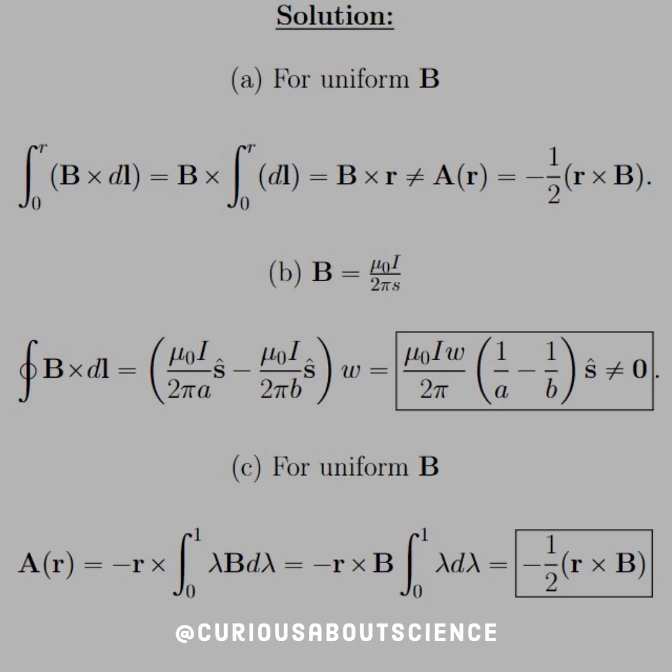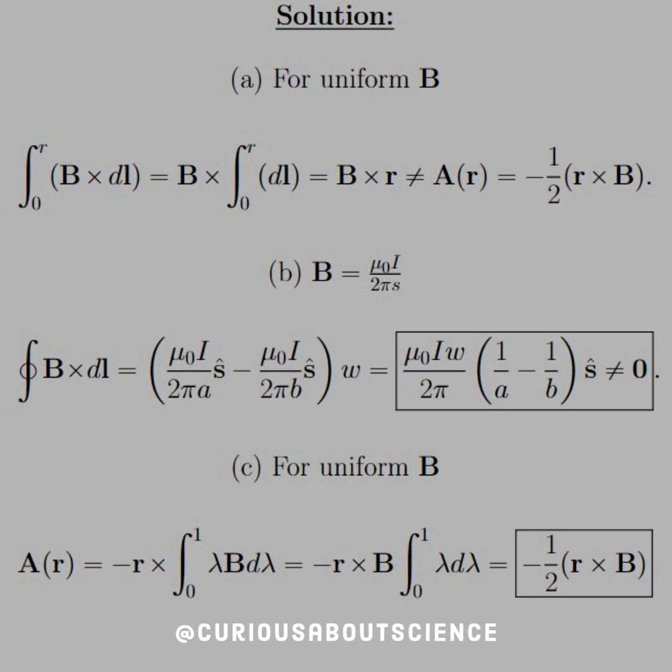No biggie there. All right, for part A, we have for a uniform magnetic field B, this integral says that we need B cross dl, but the magnetic field is uniform, so we can pull that outside of the integral and just take the cross product with the integral of dl, which we know is the vector R, but that does not equal A of R equal negative 1/2 R cross B. The negative could come from the fact that the cross products are anti-commutative, so we switch the order, put a negative on it.